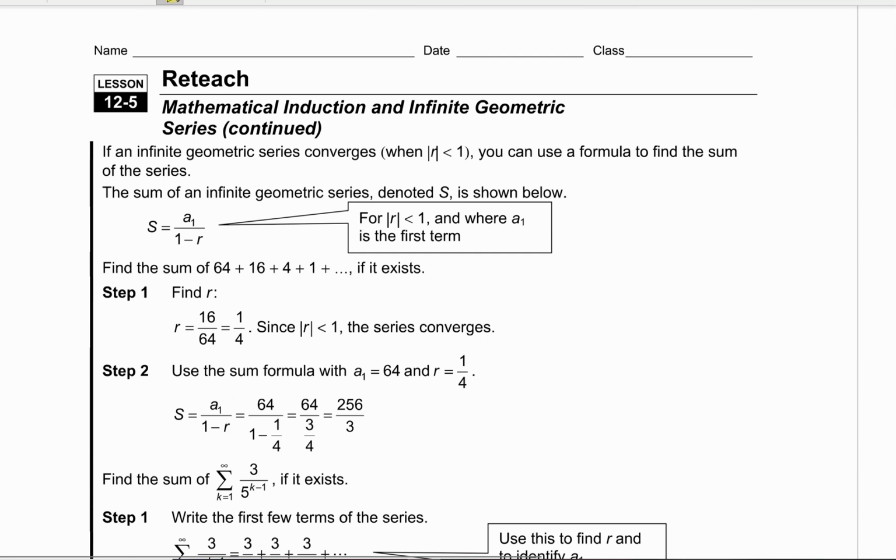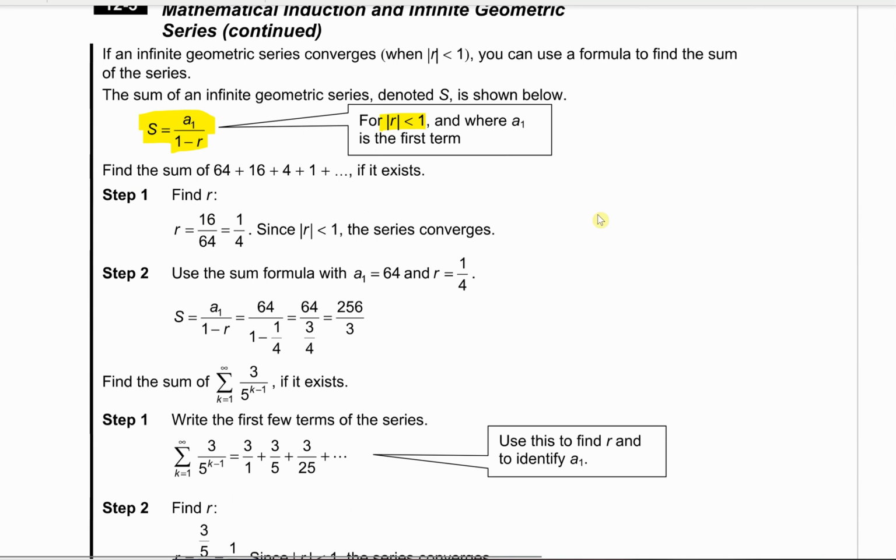So let's take a look at the notes here, and yep, the formula we're talking about is right here. So all you got to do is make sure r is less than 1. And if it's less than 1, then you can find the total sum.